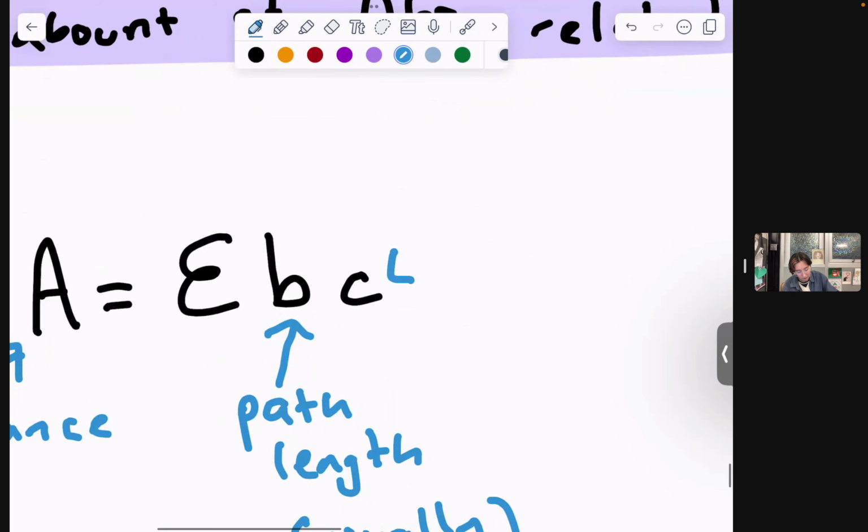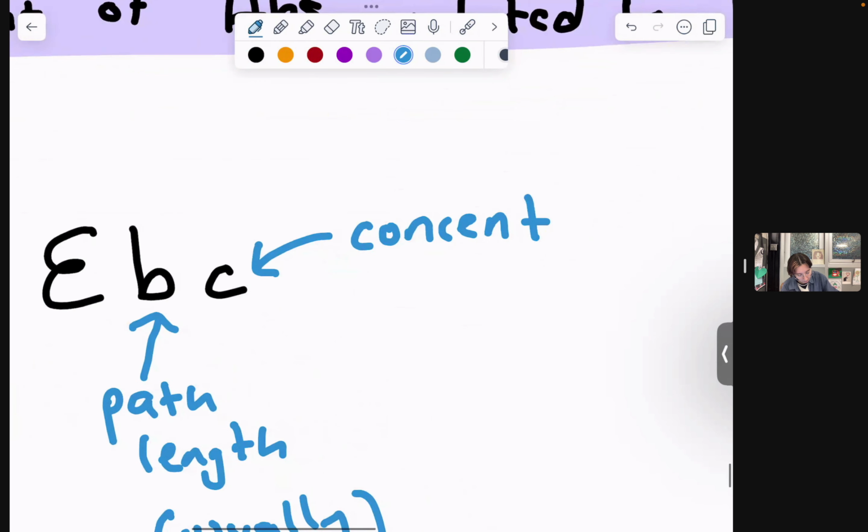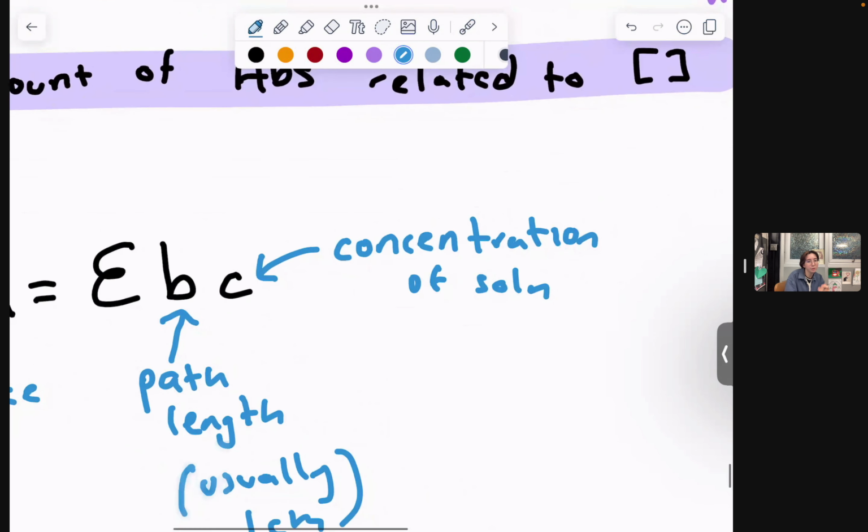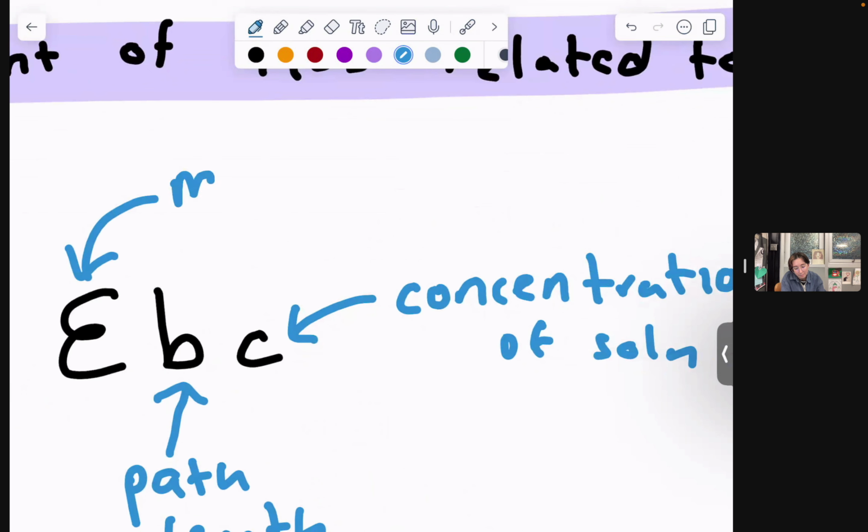Cool. Concentration of the sample, of the solution. Usually molar, but you'd look at your graph and double check that it's in molar. It'd be whatever you made your solution to be. And then this is the molar absorptivity.